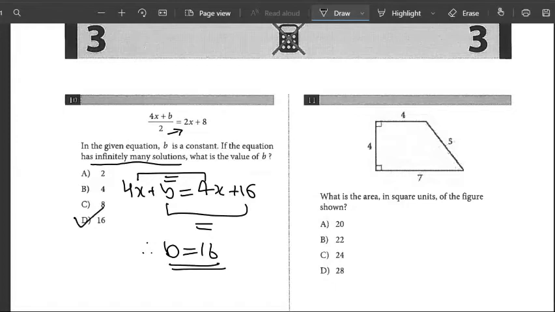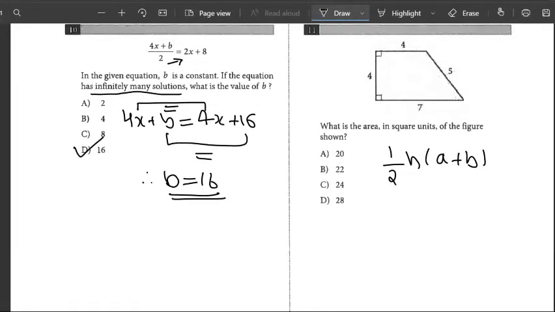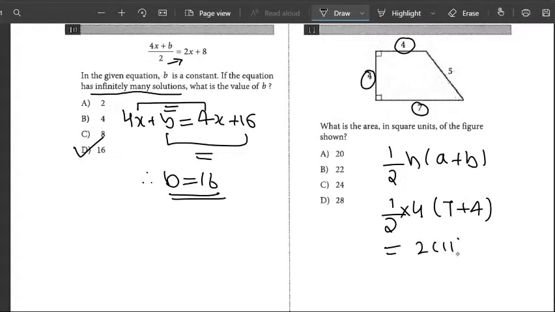Then 11th, what is the area in square units of the figure shown? Since these both are 90, these two are parallel. Therefore, we can conclude that this is a trapezium. So the area of a trapezium is half h (a plus b), where a and b are the parallel sides. So let's put these values in. Half into 4, which is the height, (7 plus 4), which is the parallel sides. So 2 into 11, which is equal to 22, which is B. So 11 is B.